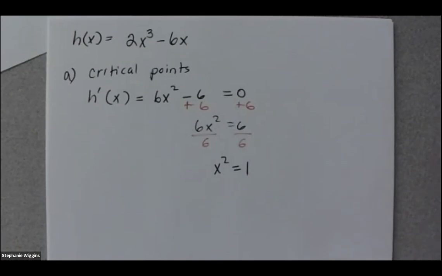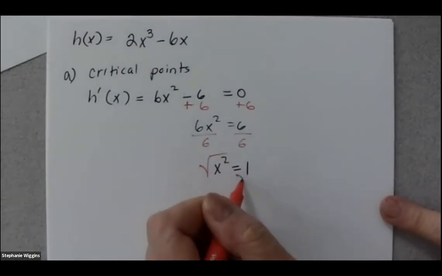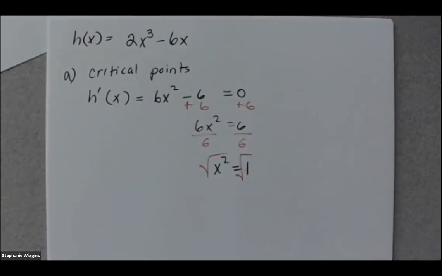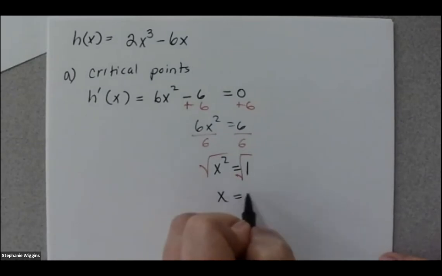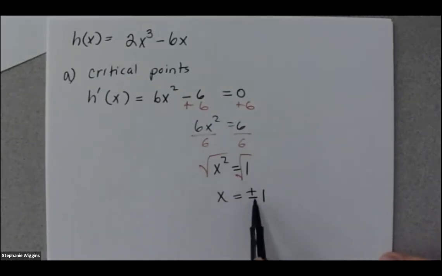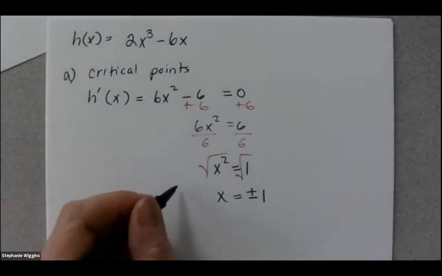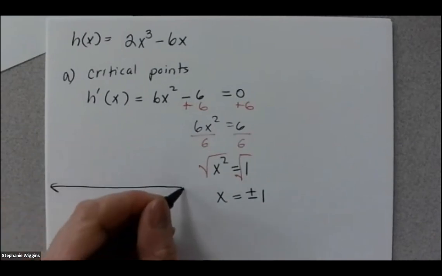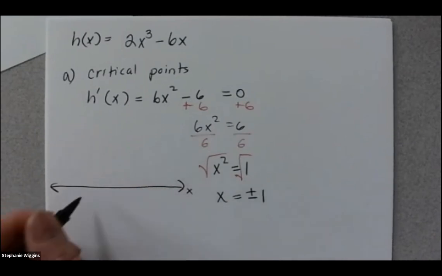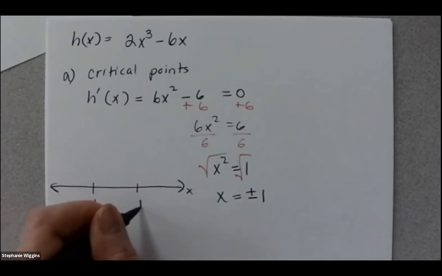When you take the square root of both sides, remember that's the square root property, you get that x is equal to plus or minus 1. Whenever you take the square root of x squared, you end up with 2 values. So these are the critical points. Then you take your critical points and plot them on the x-axis. And so you have -1 and 1.